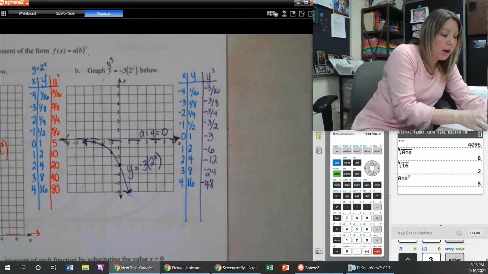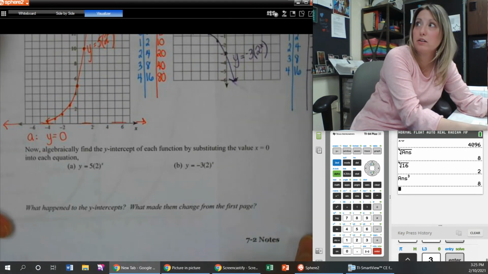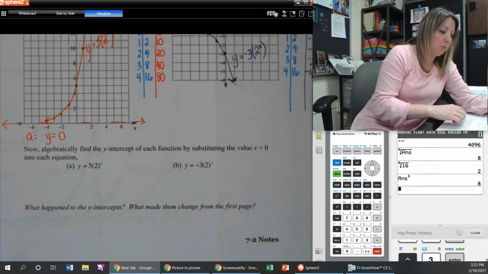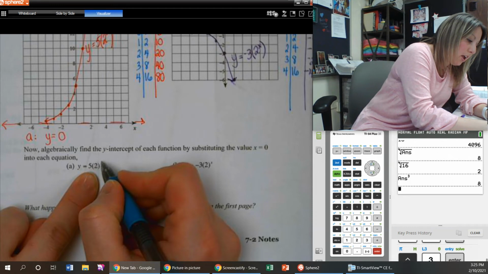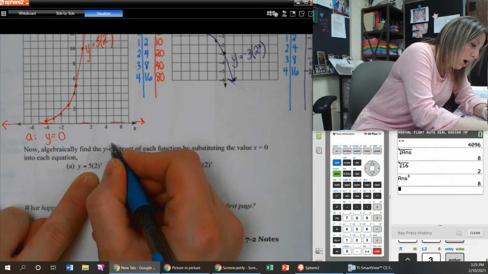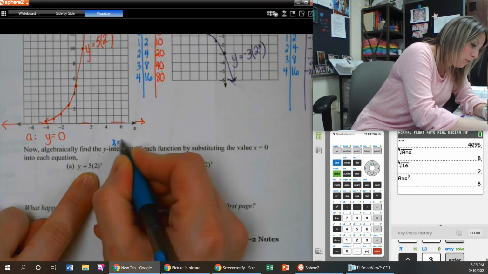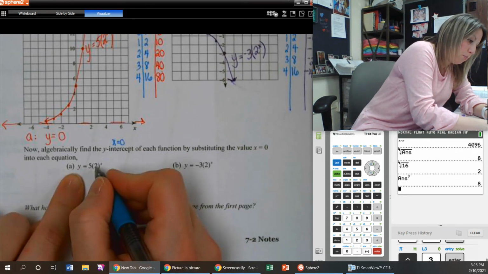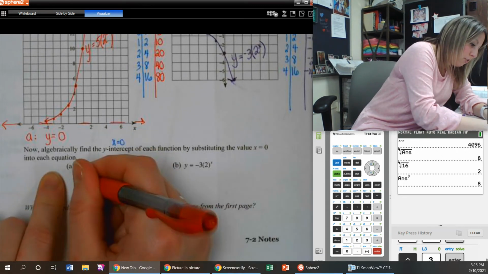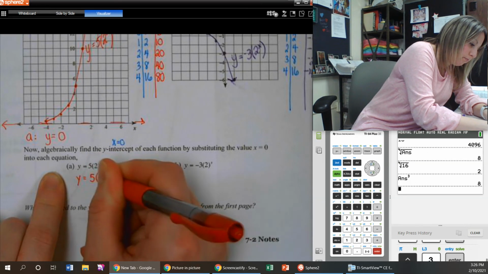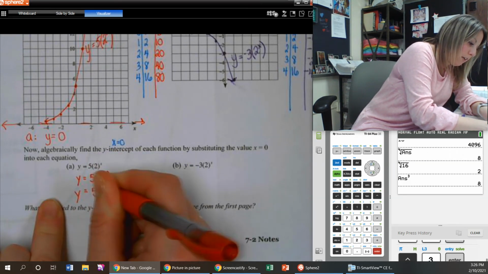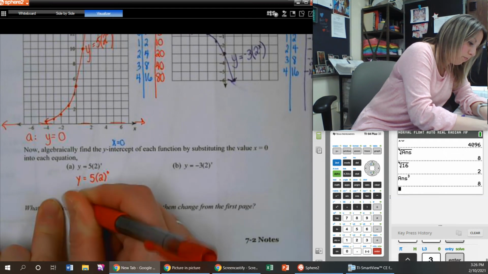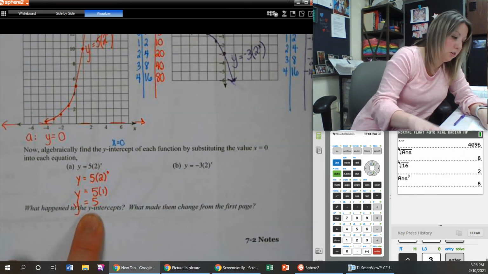And now algebraically, if I just prove that to you, I'm just going to do this quick, because then we'll just look at a few graphs. If I algebraically put a 0 in here, because the y-intercept has an x value of 0, 2 to the 0 power is 1, and 5 times 1 is 5. That's how I know that's my y-intercept.